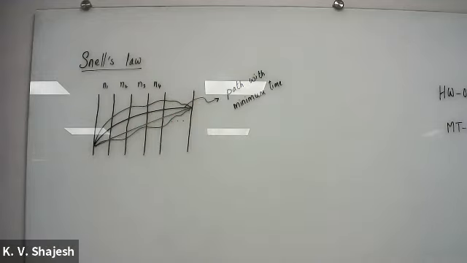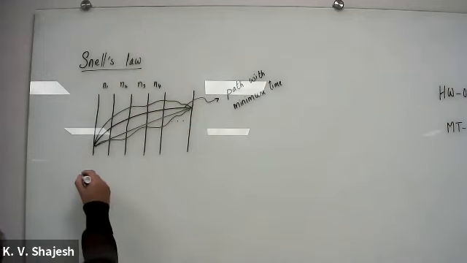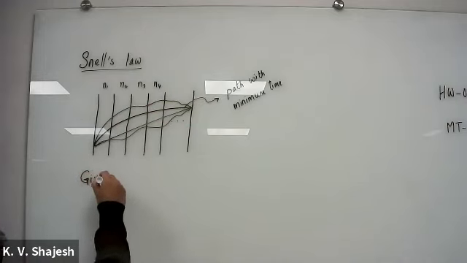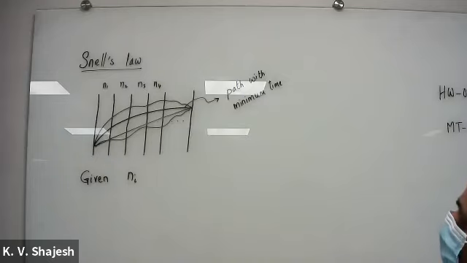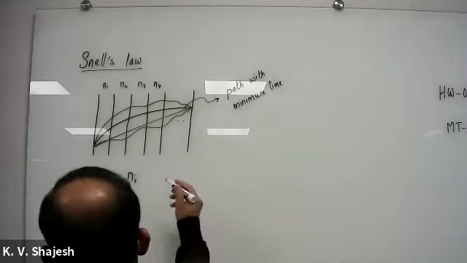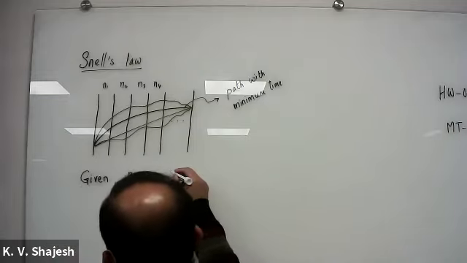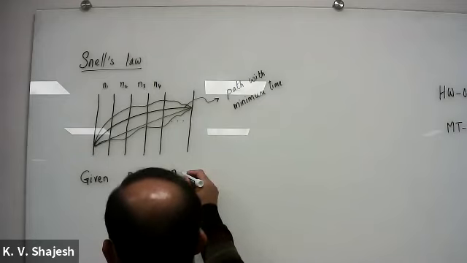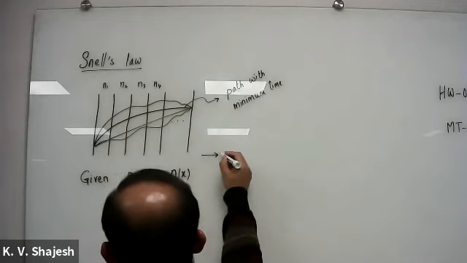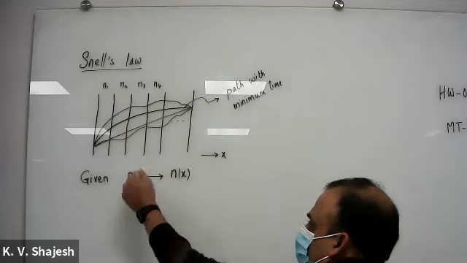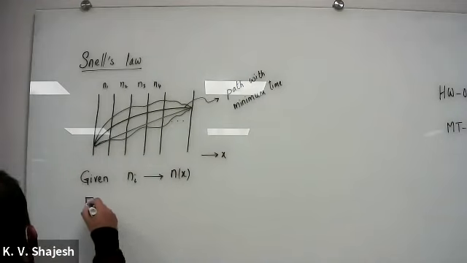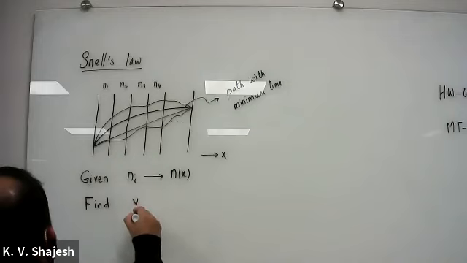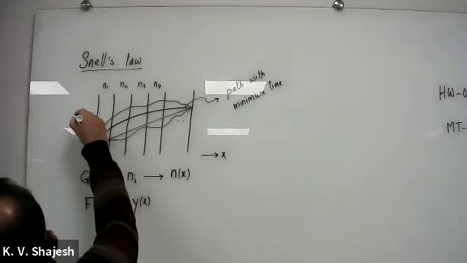That's also a function. And we would like to know, given an I, where I is the ith layer, if you are given all the refractive indices, in the limit when I is really continuous, we want to say: given n as a function of x, or given n for each layer, find the function y as a function of x. So this is y now.